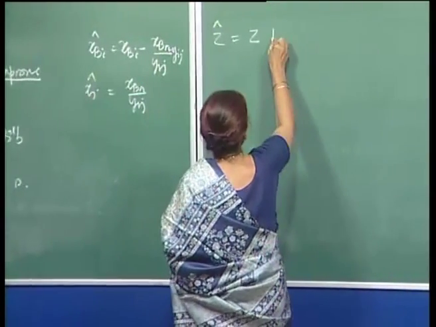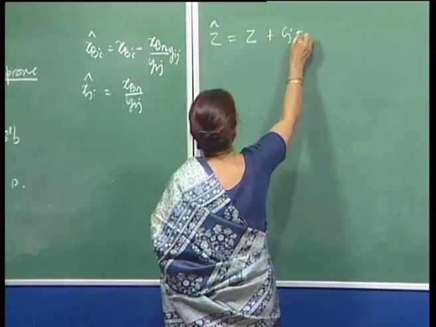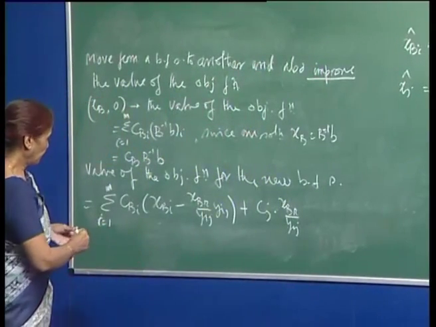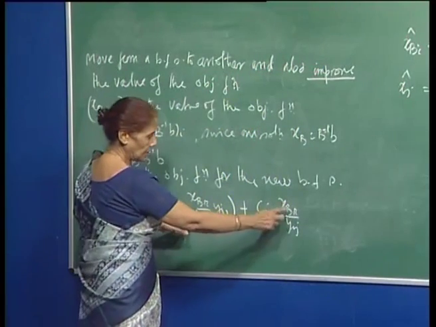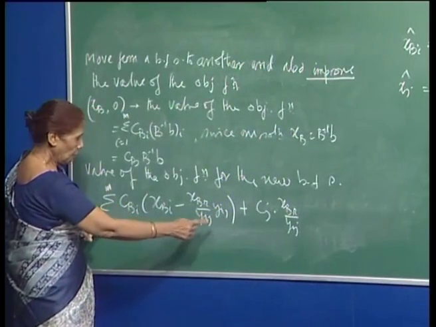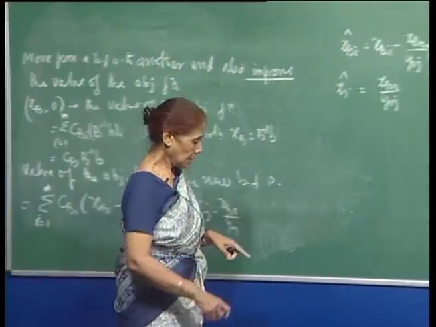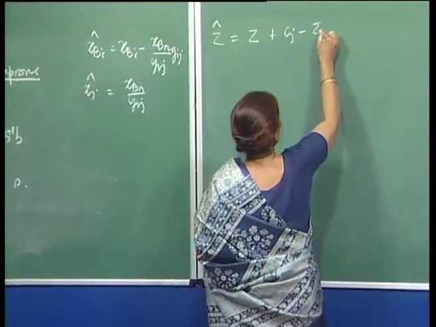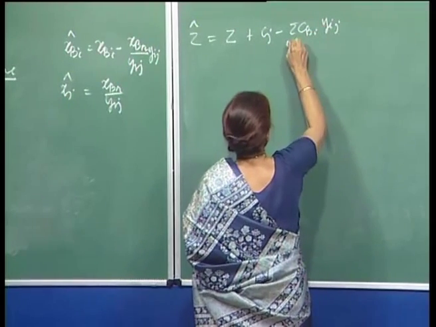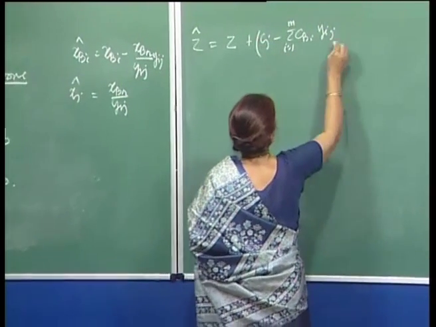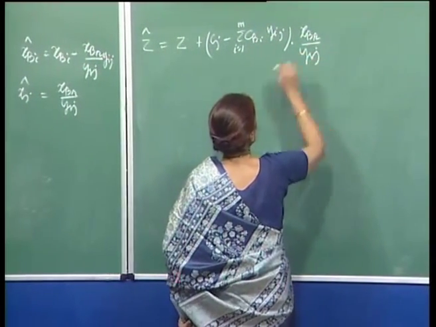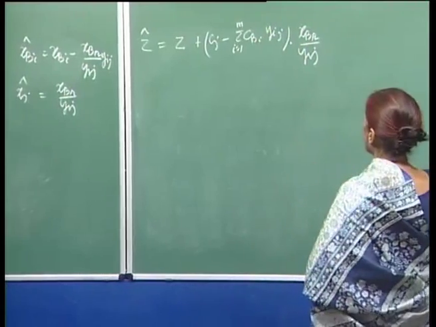Then this is plus cj minus, and now look at this. Here xBr upon yrj is something which is common, then you are multiplying cBi with yij, so you are summing up over i. If I quickly rewrite this, this is the summation of cBi yij, i varying from 1 to m, into your xBr upon yrj. This is the expression.